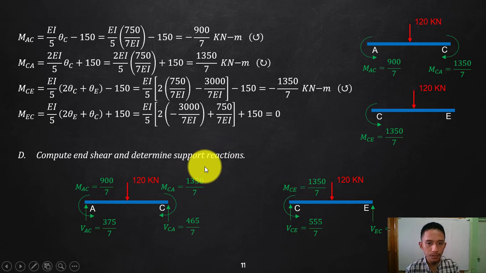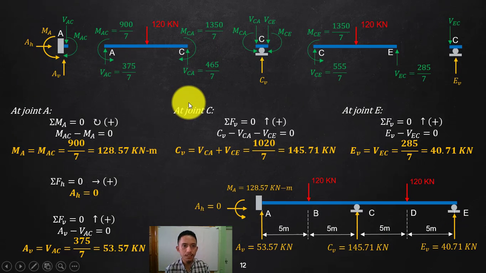So how are we going to do that? This is your next slide. This is the member, with end moments and shear. You have that completely. All we need to do is transfer this end shear and end moments onto your supports, because in your supports, that is where we can find your unknown reactions.